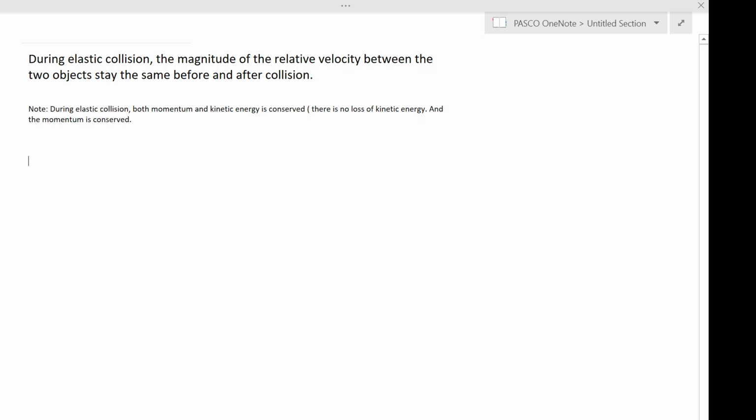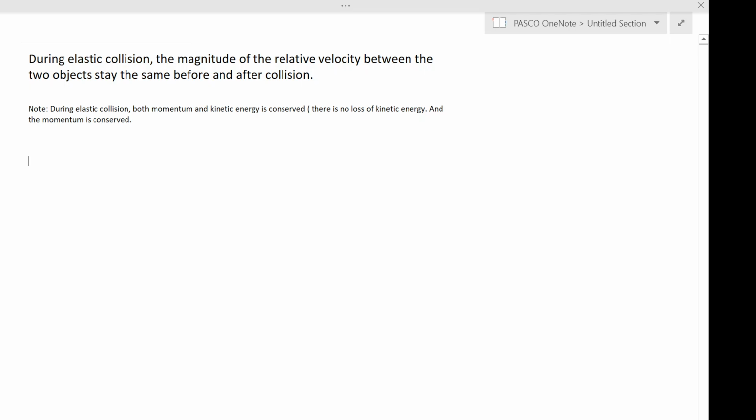Hi everyone, in this video we're gonna prove that during elastic collision the magnitude of the relative velocity between the two objects stays the same before and after the collision, which is mentioned in part 2 of this series of videos.